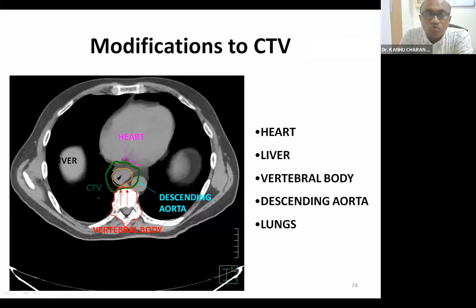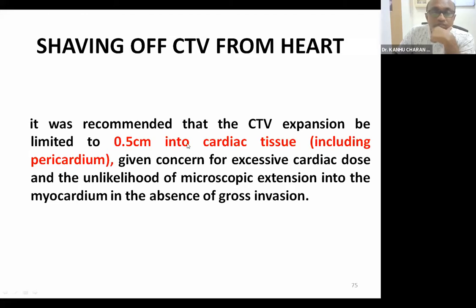So how to modify your CTV? When you are choosing between 1 centimeter and 1.5 centimeter, please prefer 1 centimeter. So how to crop from the heart, liver, vertebral body, descending aorta, and lungs? It is recommended that CTV expansion may be limited to 0.5 cm into the cardiac tissues, including the pericardium. So remember, 0.5 centimeter, you have to go inside the cardiac tissue. If you give a 1 centimeter margin, your 0.7 centimeter is going towards the heart. Don't crop abruptly from the heart. At least 0.5 centimeter into the cardiac tissue and 0.5 centimeter into the lung tissue should be taken.